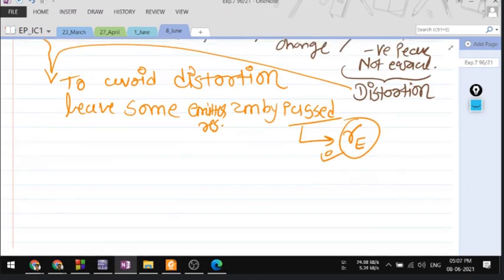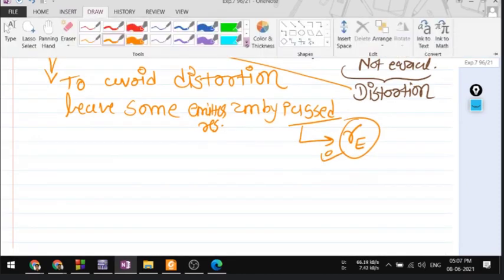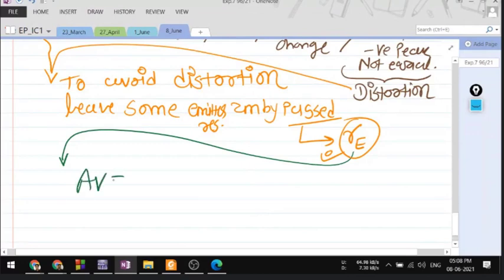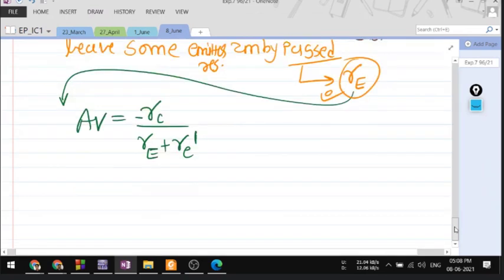So due to this, what will be your new equation? Due to this RE, the new equation of gain becomes minus RC upon RE plus RE dash, due to this unbypassed RE.